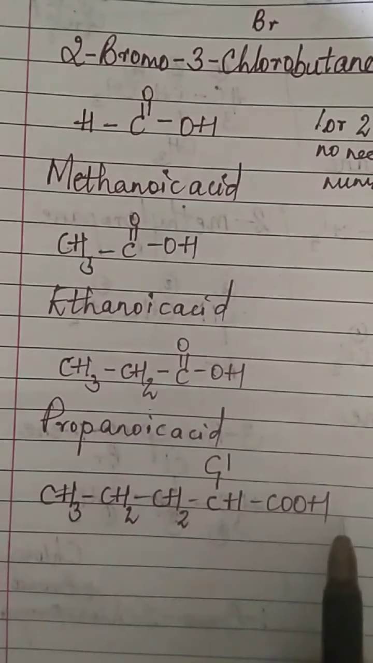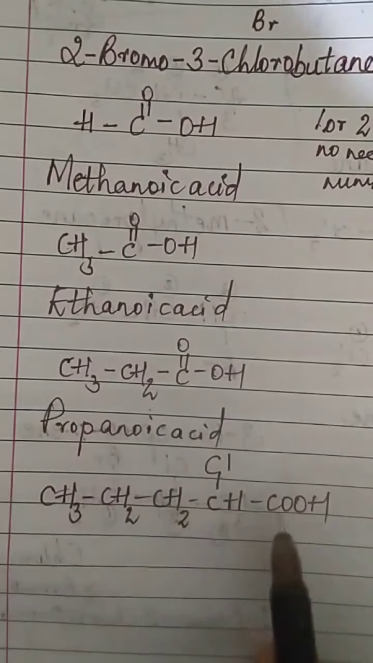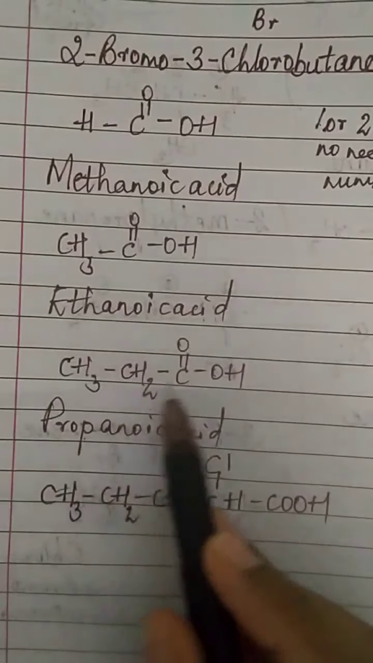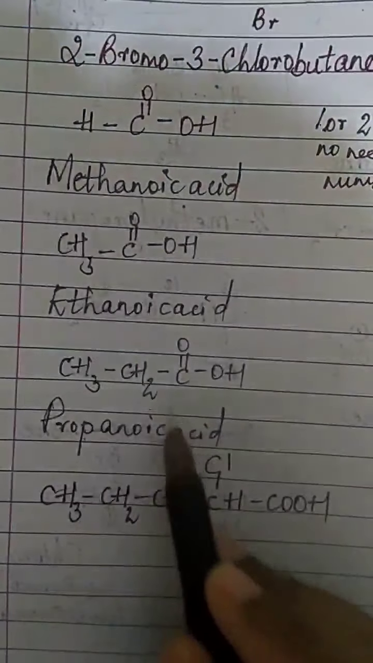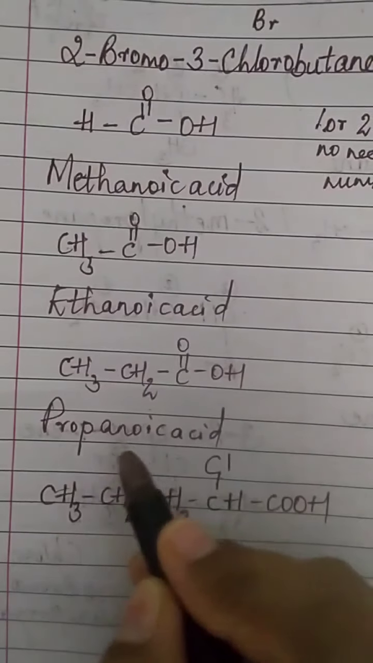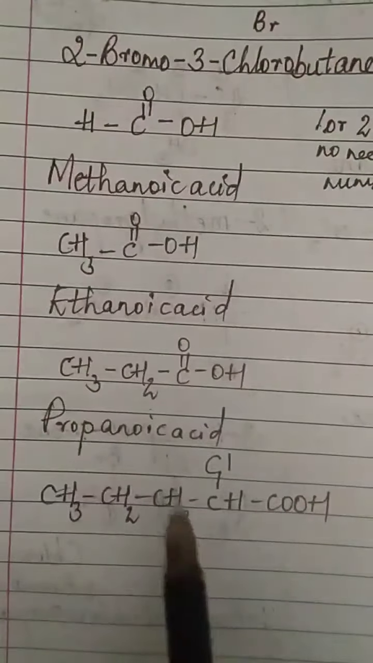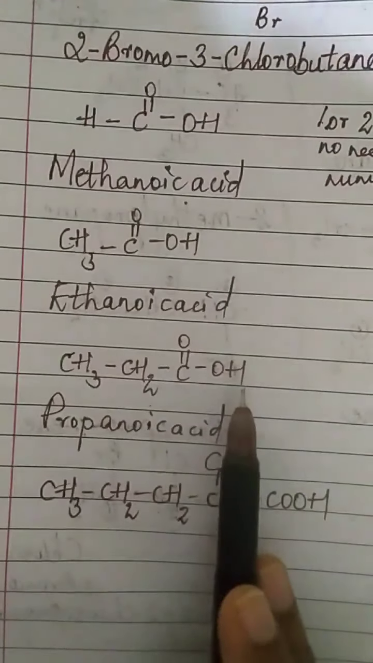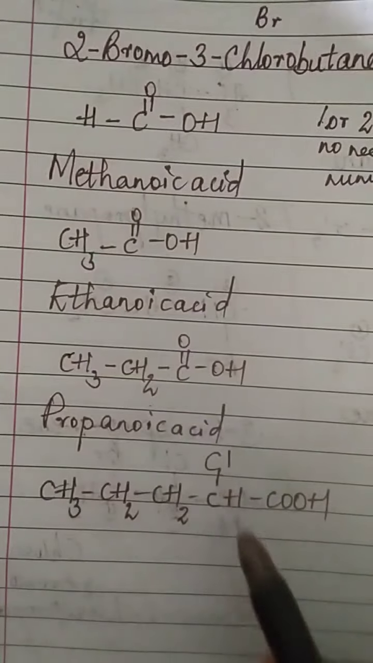So the longest chain, this is the longest chain. You have more than 2 carbons. So here you can name it as first carbon. When you have the first carbon, no need of putting the number. That's why I did not put propan-1-oic acid. I did not put it because the first carbon has the functional group. But here it is not like that. You have a substituent also.